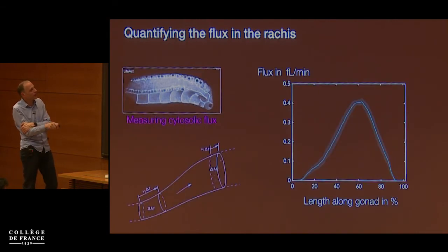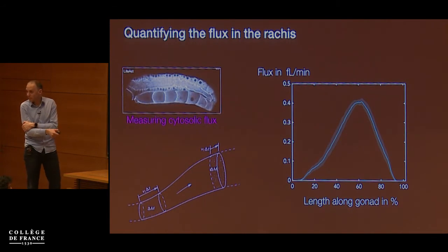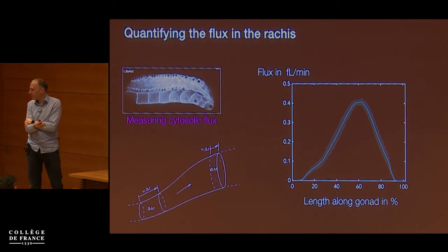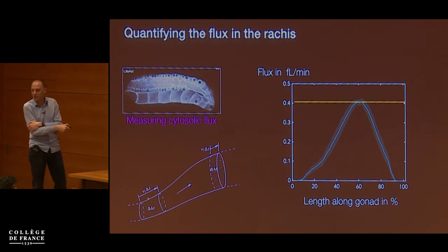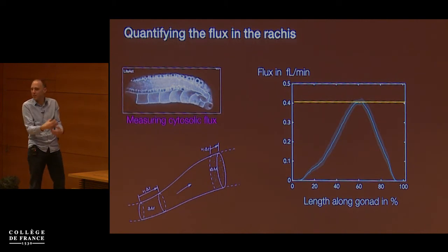When we quantify this, we get a graph that looks like this. This is the flux in femtoliters per minute that goes past all these positions along the length. And what you can see is interesting. This flux increases, peaks, and then decreases again. Now, I guess you're all aware that if you have steady Poiseuille flow in a pipe, the flux is constant. If there are no sources or sinks, the flux is constant. If the pipe gets thinner, the flow speeds up so that the flux is always the same.